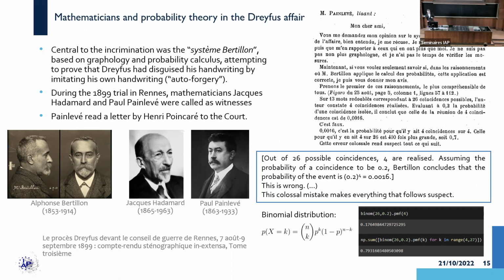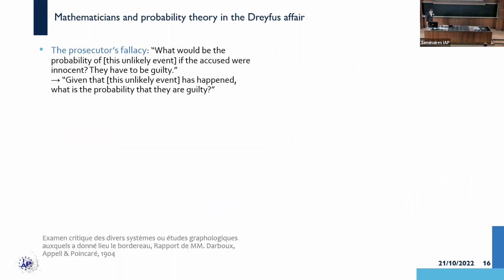Well, so that's the first piece of probability involved. Now, second thing is during the final trial, 1906, this is where Bayes' theorem appears. So here it essentially boils down to what's known as the prosecutor's fallacy. Whenever you have a trial which involves probability, the prosecutor's argument essentially boils down to this. An unlikely event has happened. What would be the probability of this unlikely event if the accused were innocent? Low. Therefore, they have to be guilty. And as you are now familiar with Bayesian statistics, you know that this is not the right question to ask, of course. The question is, given that this unlikely event has happened, what is the probability that they are guilty?